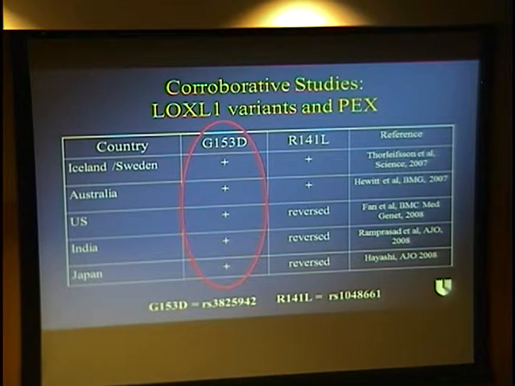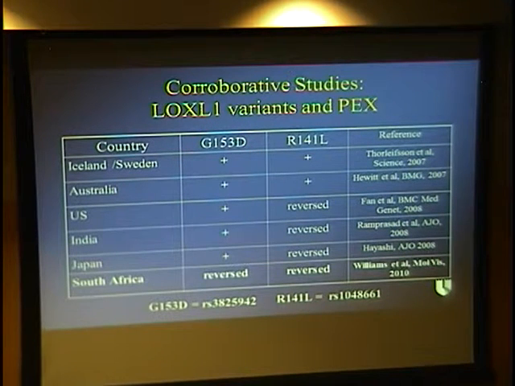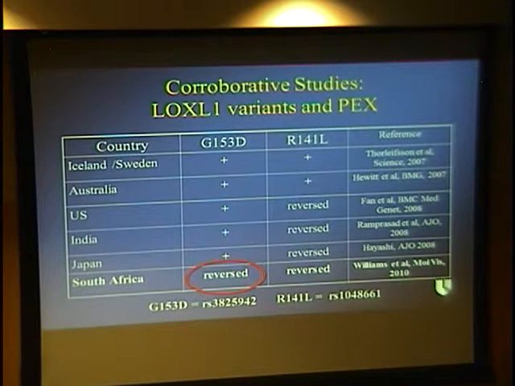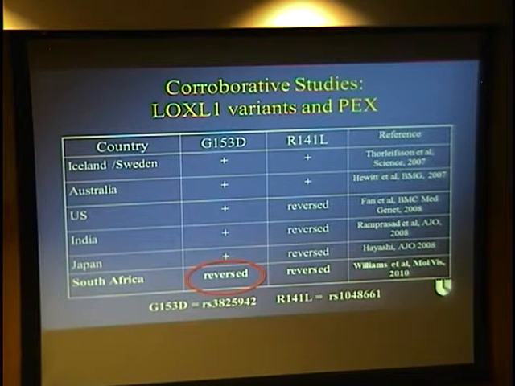Well, we went to South Africa to see what was going on there, to see if that was also true there, and we found out, in fact, all of the outside of Africa populations had the one variant as a risk variant. In Africa, it was reversed. So actually, the other amino acid was the risk amino acid. You say, well, what does all this stuff mean? Let me put this down before I injure myself.